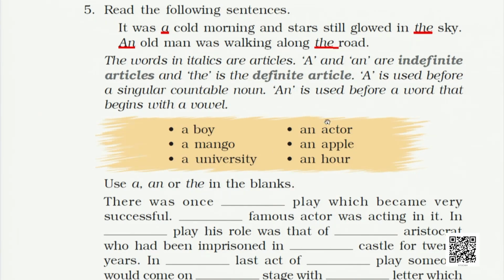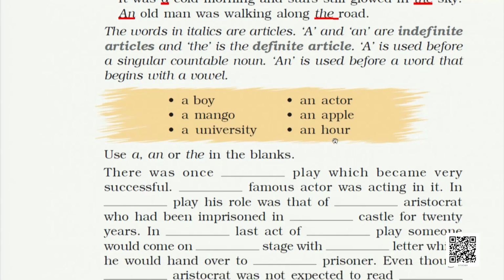Okay, so next example, an actor, A is coming, the sound is a, actor, a, and that's why we put an there. Here it is apple, so the sound is a and that's why an. Here it is an hour. Okay, what happens is, although it is starting with H and H is a consonant, but we don't pronounce H. Okay, we don't pronounce H and we straight away say our and the sound is a, and that's why we put an here. Okay, now you may be clear about it.